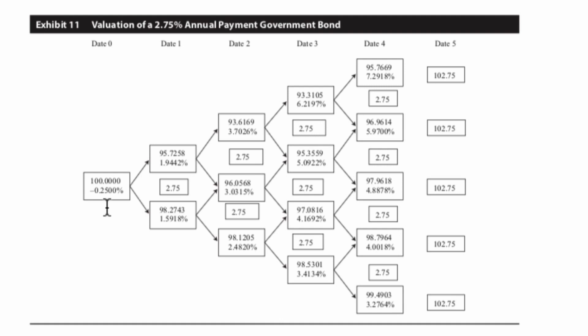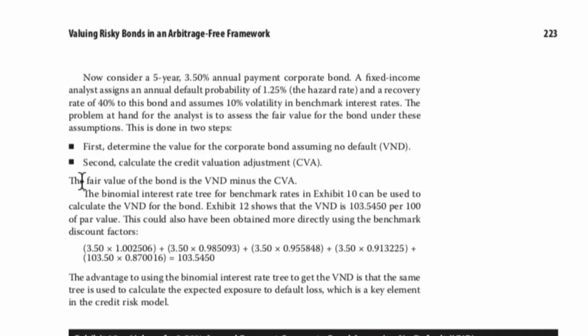Let's have a look at the next one. Exhibit 12, the one we're going to, is a 3.5% annual pay corporate bond. It's not a government bond, it's a corporate bond, but it has a 3.5% coupon. This is a 2.75% coupon. We get par. In the next exhibit that I show you, Exhibit 12, we're going to price out that 3.5% corporate bond as if it were default free. We should get a premium bond. Let's just scroll down and see how we do.